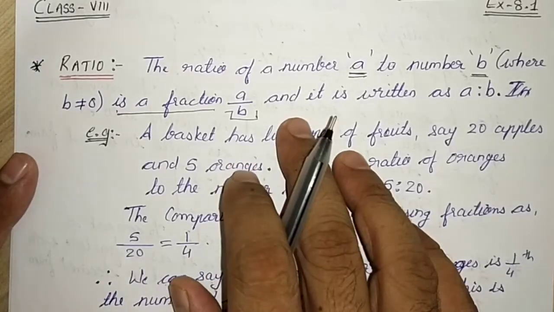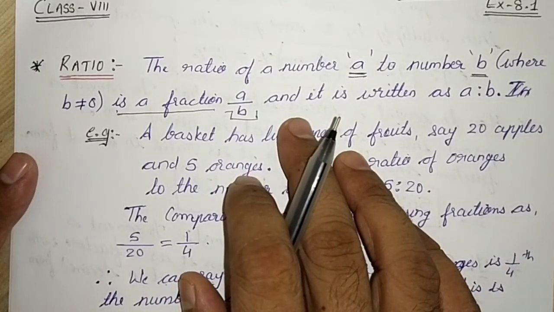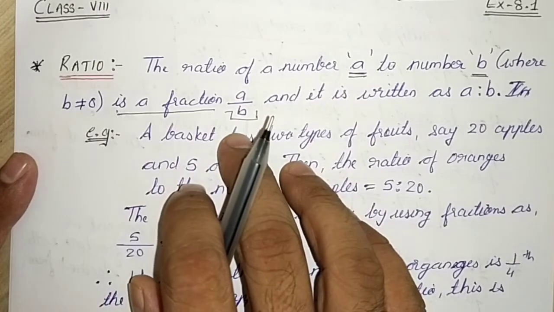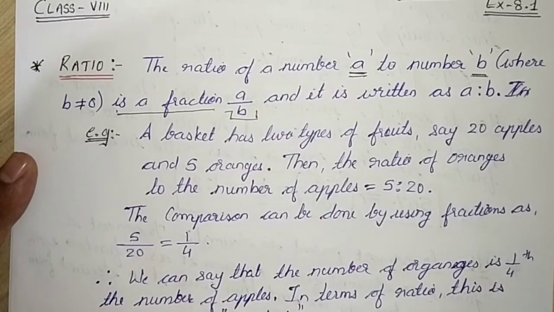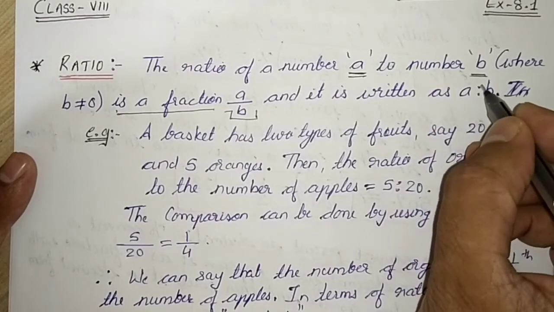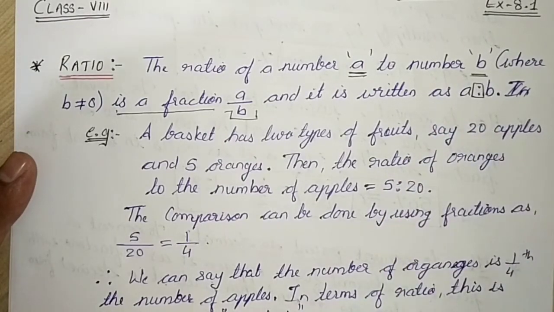This is the definition of ratio, which is written in the fraction form A is to B, and we say A is to B. This symbol is known as 'is to'. Let us take one example so that you can understand properly.